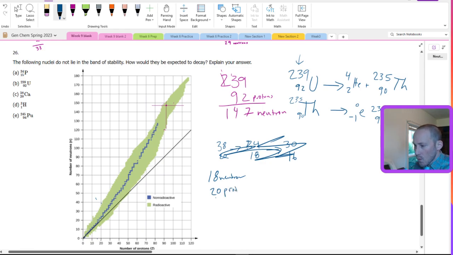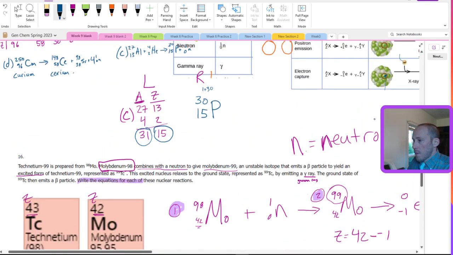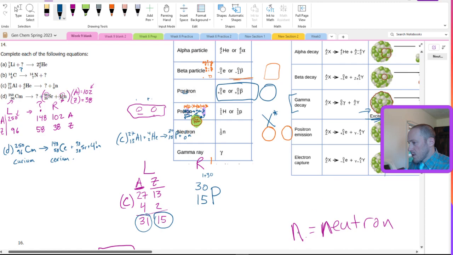So we're starting out with 20 protons and 18 neutrons. We're at 20 and 18's down here. So we basically want to gain neutrons or lose charge on our protons. So what I think we're going to get is this. We're going to get positron. No, we're going to get electron capture. Yeah, let's do that. Electron capture.